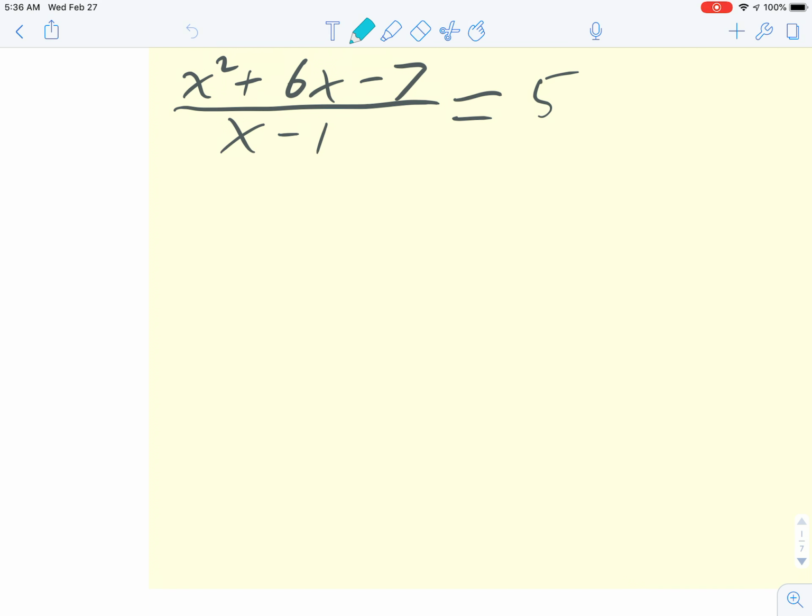A rational equation is just an equation made up of fractions, where variables are in the denominator, where we have a polynomial over another polynomial in our equation, and sometimes more than once.